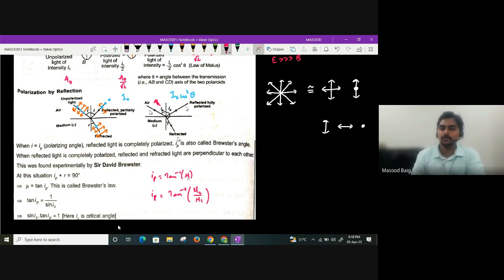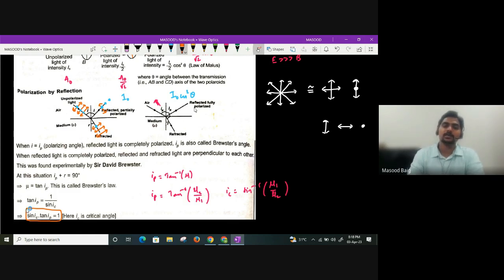Clear? And what is the critical angle? As we know, the critical angle is sine inverse of mu1 divided by mu2. If I use both of them, I'll get a relation between them, which is tan IP into sine IC will be equal to 1, guys. And in 2018, you got a question based on a statement directly. How will reflected light get polarized? They will ask you, right?